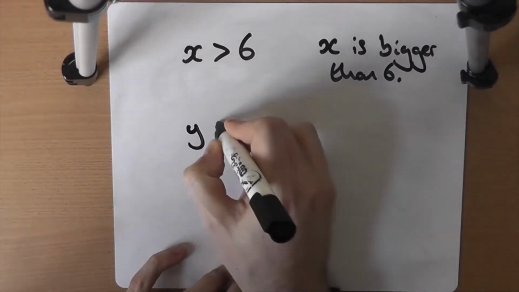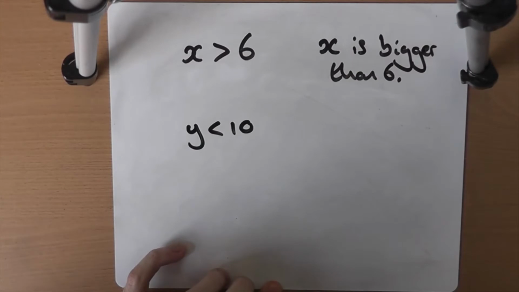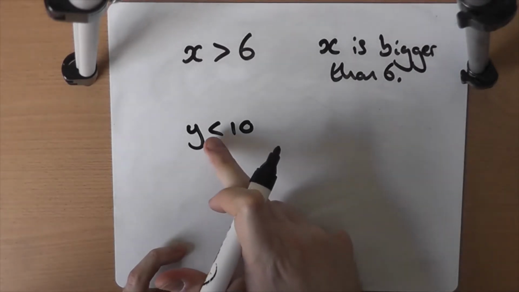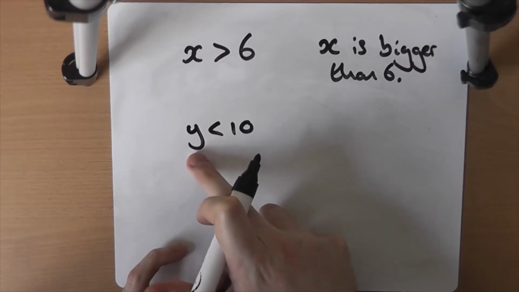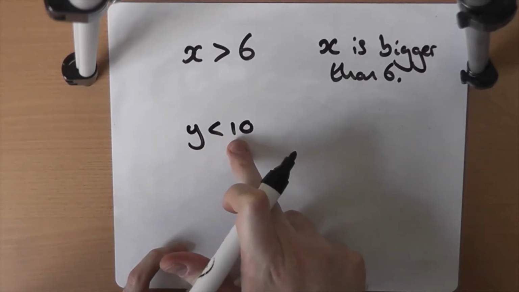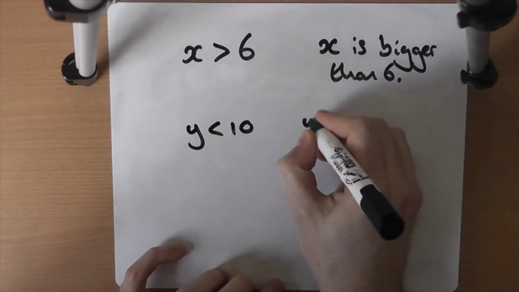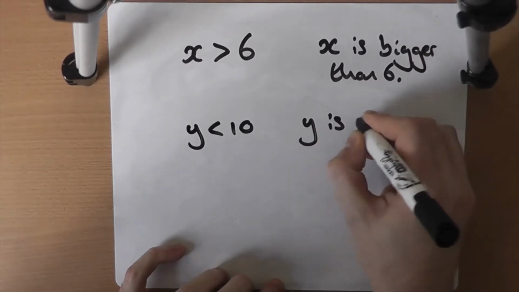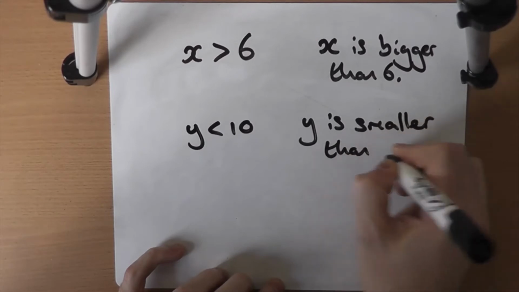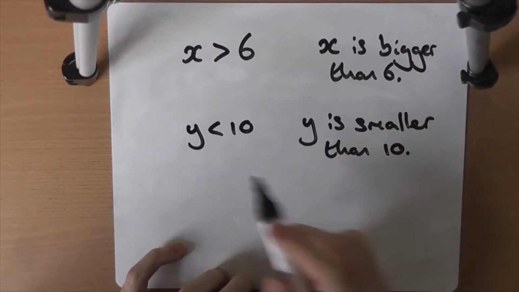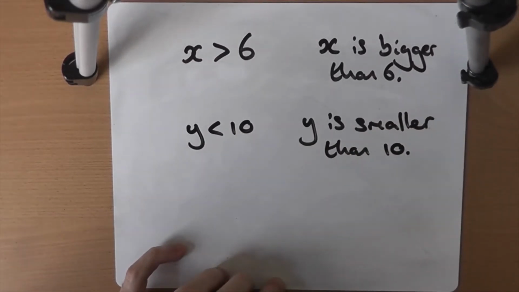Next one. The arrow points towards the smaller value. So here y is the smaller value and 10 is the bigger one. It's on the open end. So in this case, whatever y is, it is smaller than 10. But again, we don't have the little line underneath. We are not including the 10 as an endpoint. So y is strictly smaller than 10.